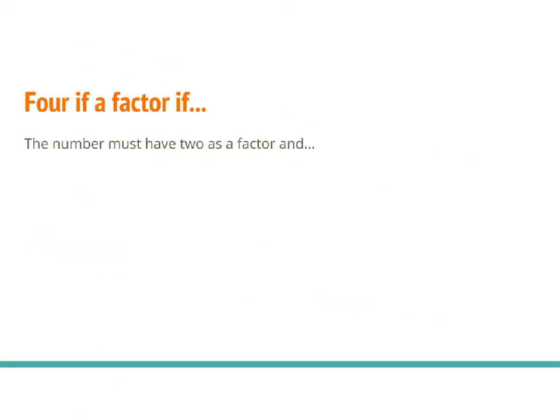First off, here we go. To begin with, finding out if 4 is a factor. Well, first thing we've got to know is that in order to find out if 4 is a factor, this number must have 2 as a factor. And that's because 2 is a factor of every even number. 4 happens to be an even number. You will find any even number will always have 2 as a factor.